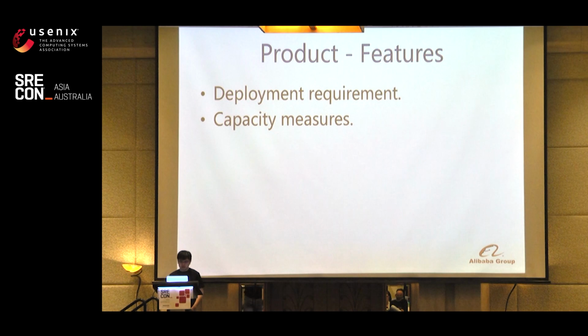And the next thing in the product is about features. The features we describe here are two things. One is deployment requirements. It means if we want to deploy these products, sometimes we need some additional products. And we also need to describe how to measure the capacity here for the required products. So that's all the concepts for our product.